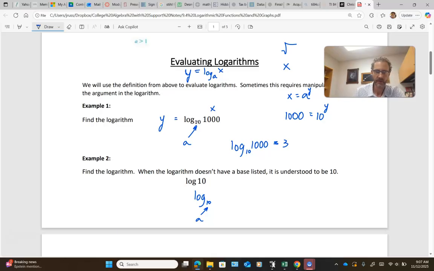And so what we're trying to find here is log base 10 of 10. This is called a common logarithm, because that base is so common. I think I misspelled logarithm. It doesn't have a Y.